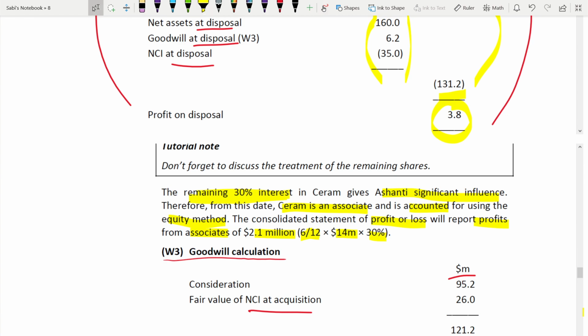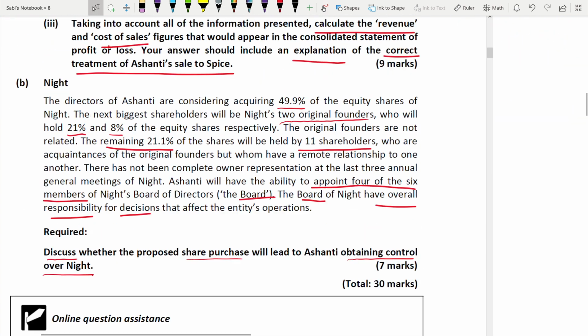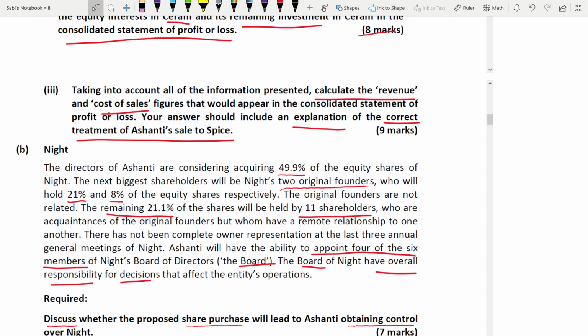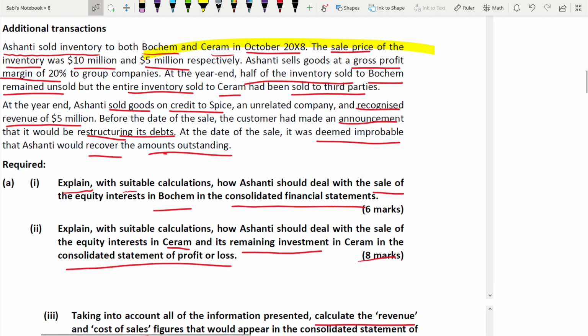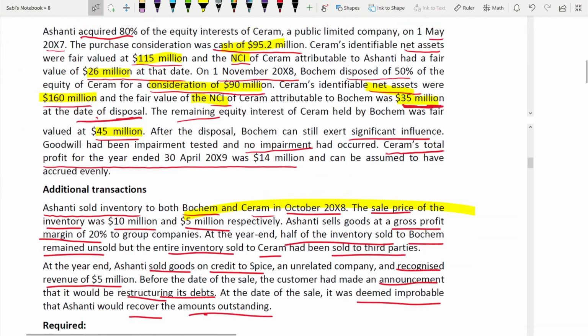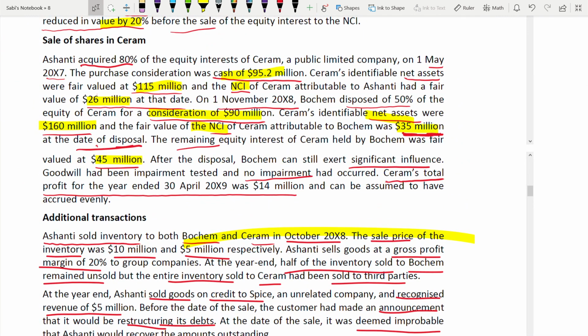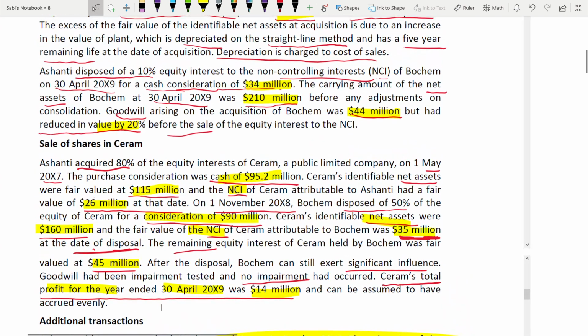Okay, let me take you to the case study now and show you it. Somewhere they have given you the total profit also, right? It is the last paragraph. You see the last line, 14 million is the profit for the year. For the year ended. So you have to take 6 months of it. Now we'll calculate the number of months, which we didn't do before, which we should have done before, but we didn't do it.